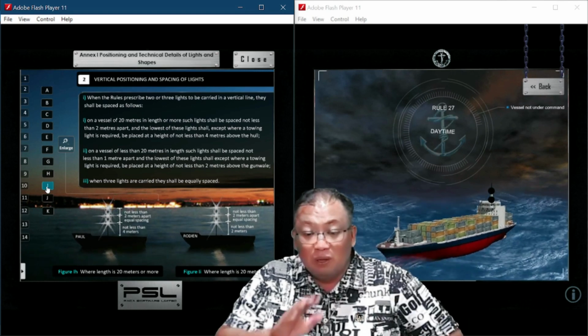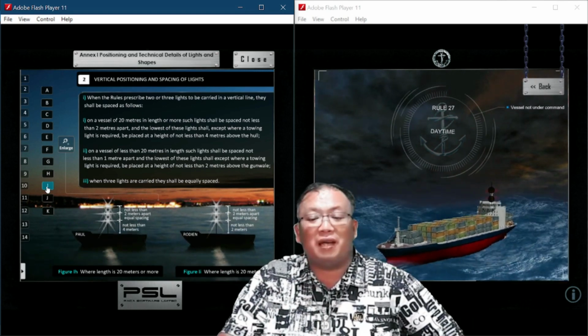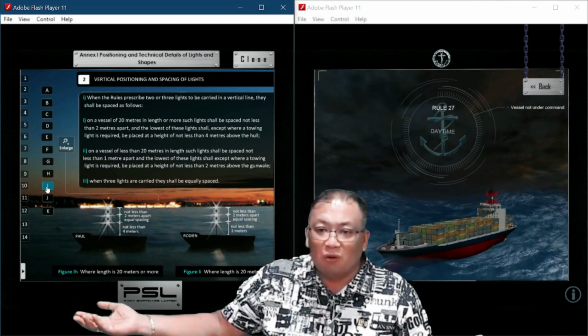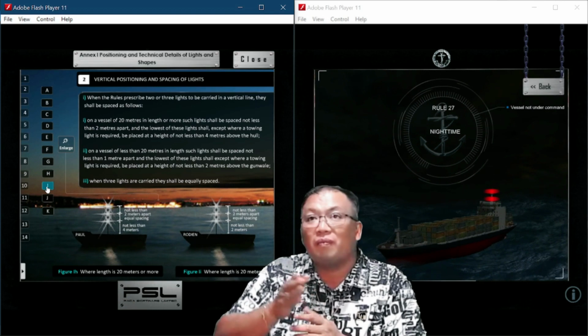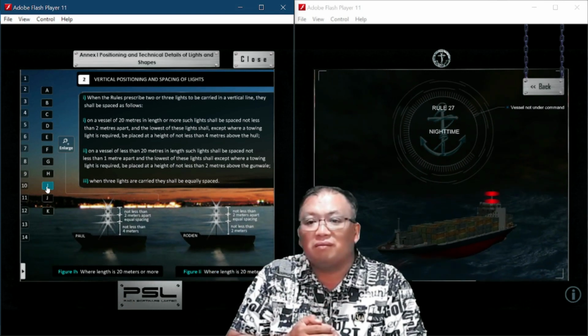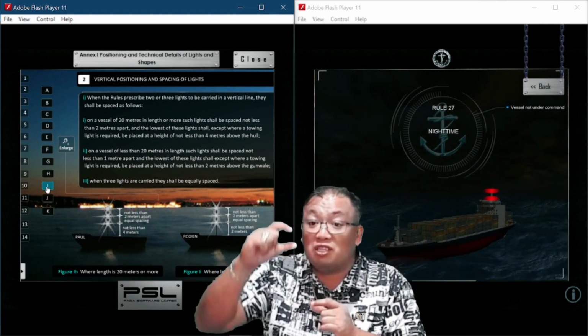Okay? So when 3 lights are carried, they shall be equally spaced. So for example, you're talking about 3 lights together, 3 towing vessels, no? 3 lights together, 3 masthead lights, they should be equally spaced.